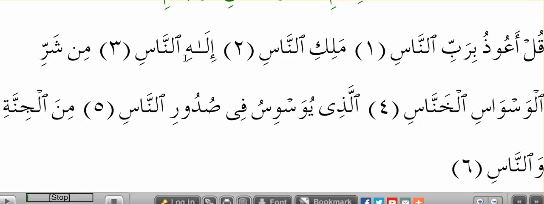Because it's a substitute for the word Rabb. See that? The word Rabb is being replaced by the word Ilah. It's called Al-Badal. Badal means you take something and put it in the place of it.